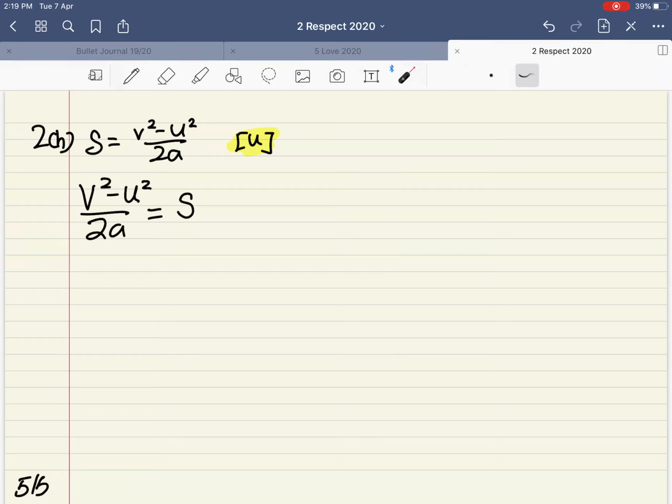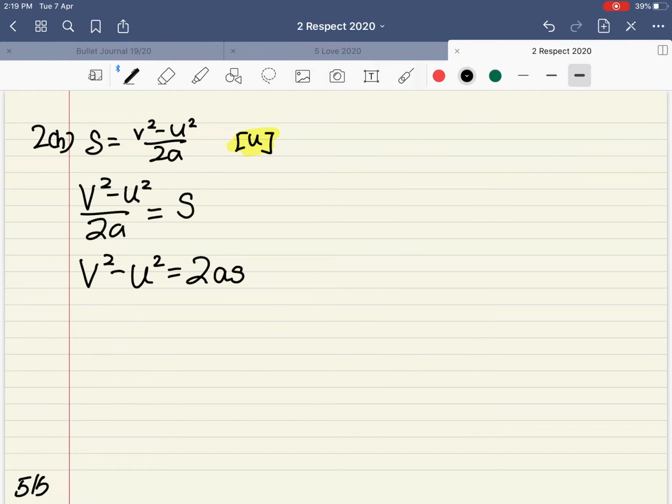So next, I would like to remove 2a from the denominator. Hence, I'll multiply by 2a on the left hand side, so that 2a is eliminated. Then I will multiply by 2a on the right hand side as well. Hence, what I'll get is v squared minus u squared is equal to 2 times a times s.